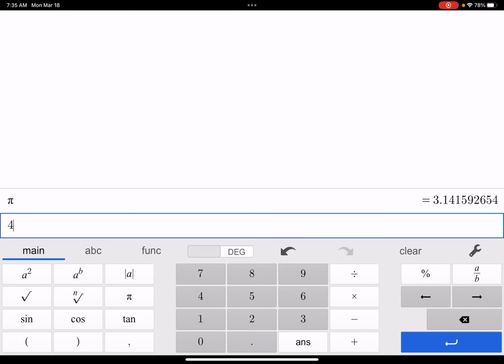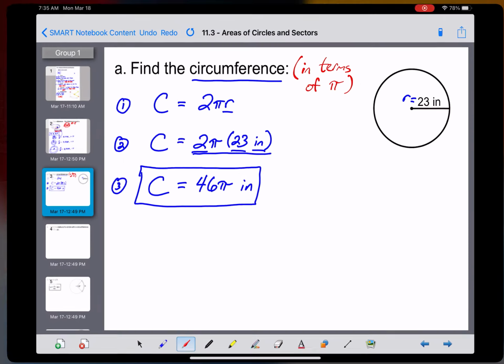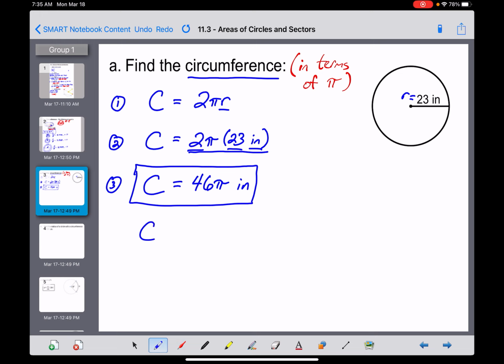So if you wanted to, go to your calculator and type in 46 pi and hit enter. On your multiview, you'd probably have to hit 46 pi, enter, and it'll probably tell you 46 pi. Then you'd have to hit that double arrow key right above the enter. So 144.51 would be the approximate answer here. So C is approximately equal to 144.51 inches. That's not a bad answer either.